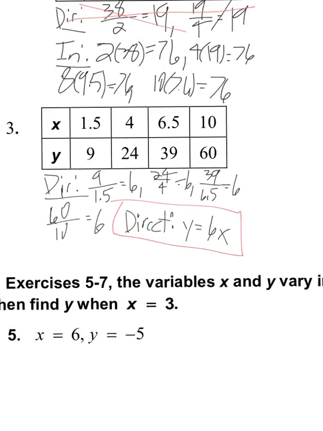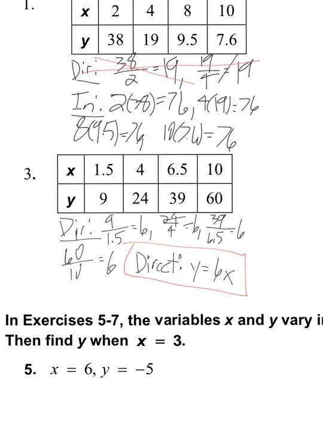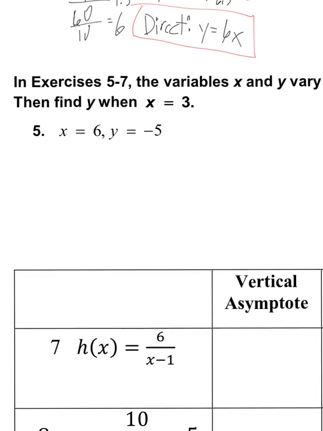If you're doing the evens and direct and inverse don't give you the same number, then just say neither. You don't even have to try and make an equation with that. You just say neither and move on.